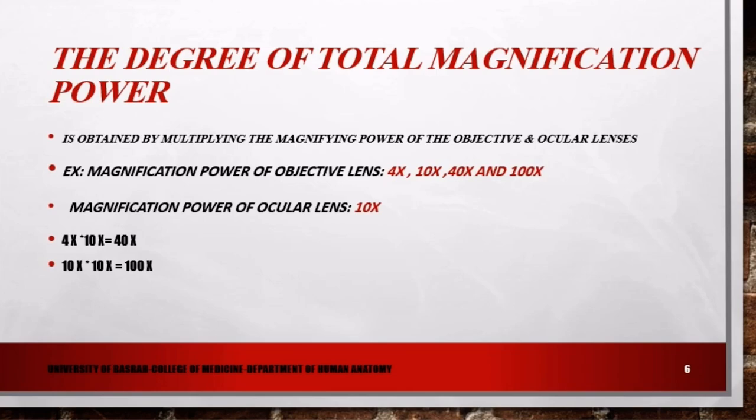Other example, 40x by 10x equal to 400x, and 100x by 10x equal to 1000x.